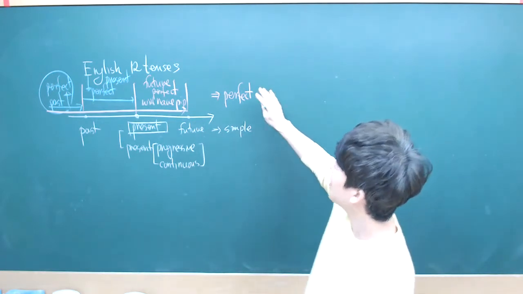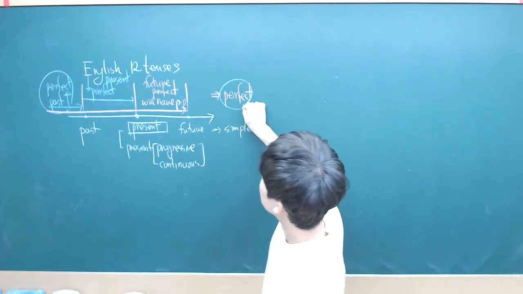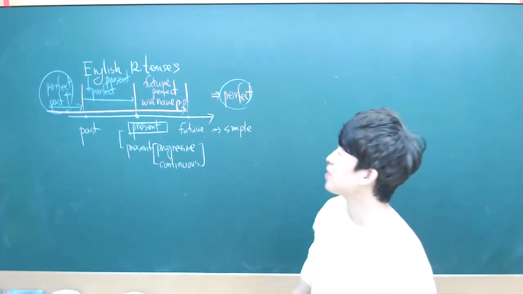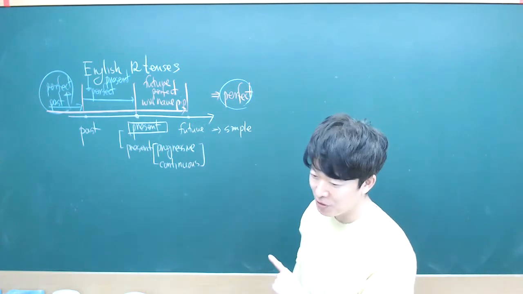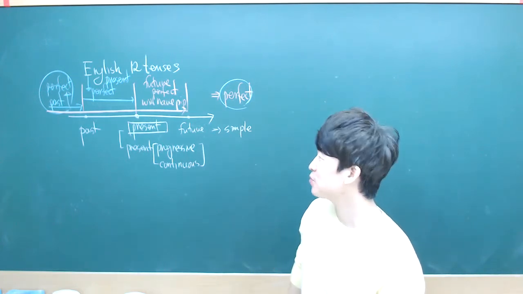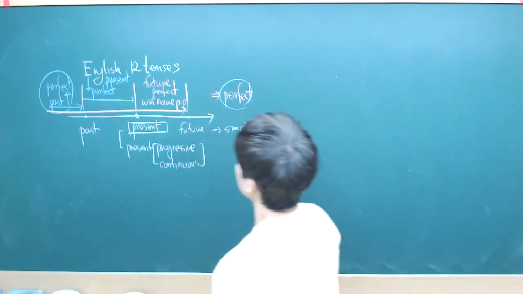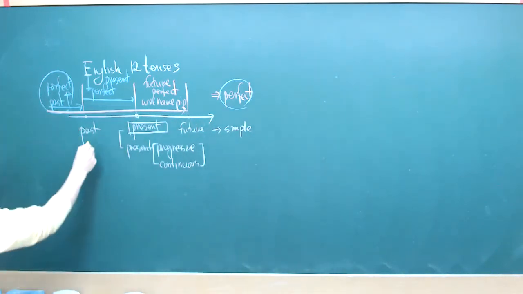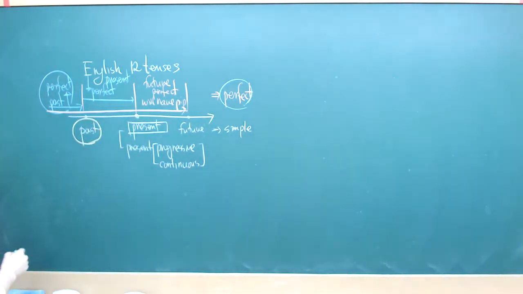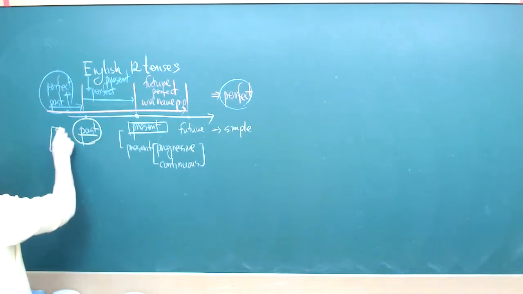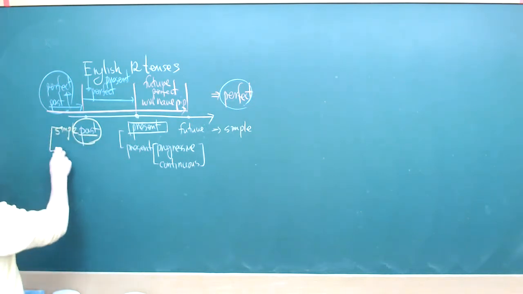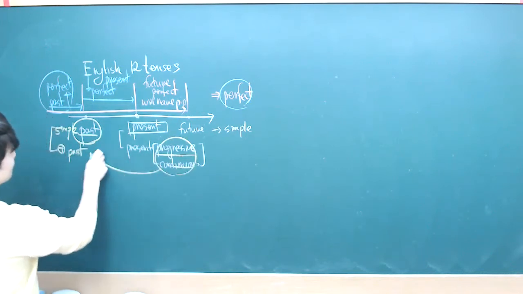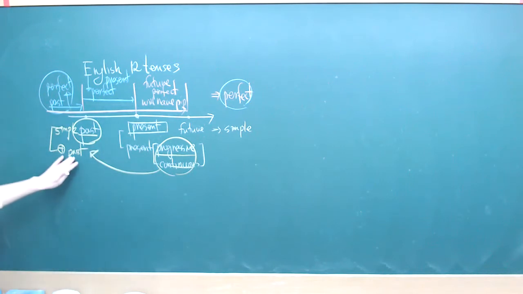We haven't yet dealt with the perfect tenses, so we just guess. We are going to deal with them maybe 2 weeks from now on. Okay, today we are going to focus on the past tense. 2 past tenses: simple past and past progressive. Another word, past continuous.